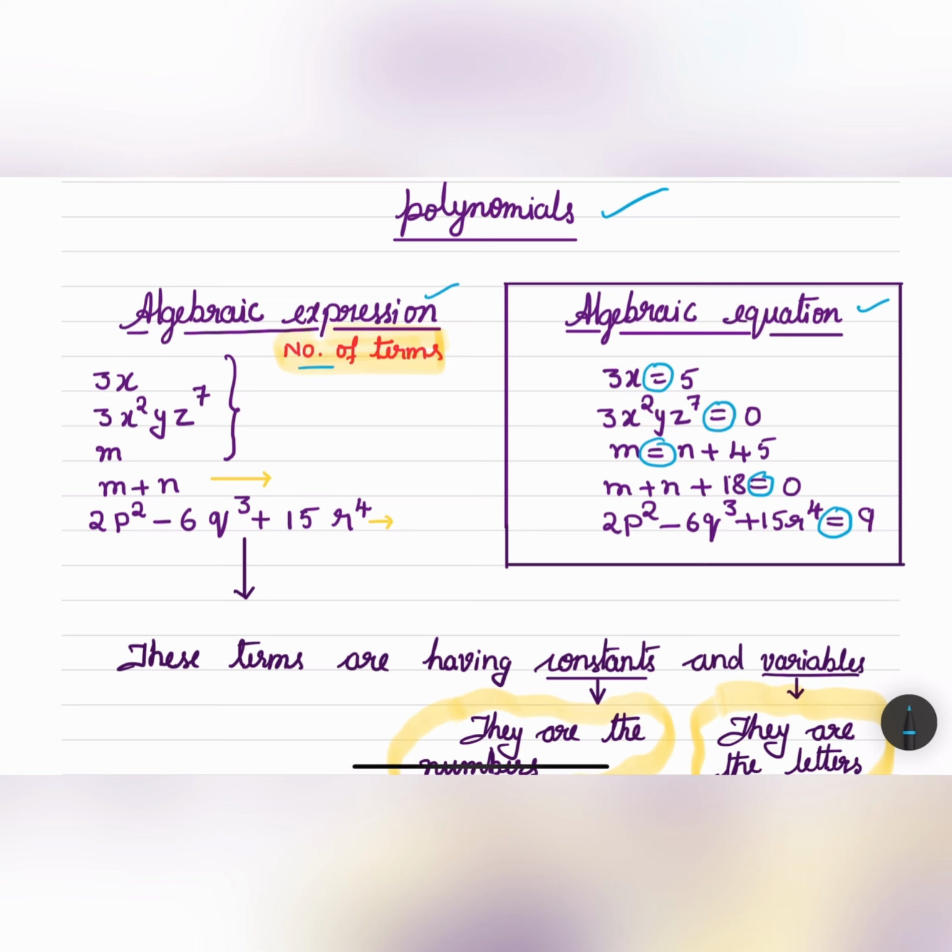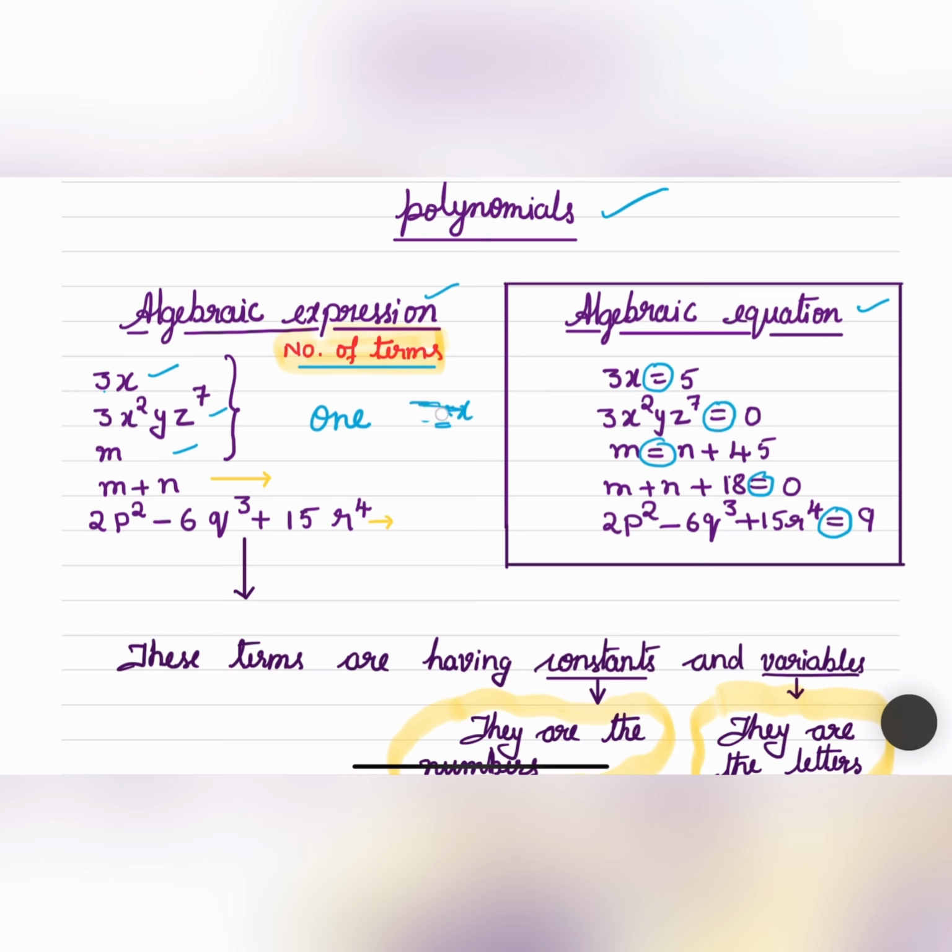Let us know about the number of terms which we have in these algebraic expressions. The first, second and third have one term. Even though we have 3x and 3x square y z power 7, they are considered as one term. 3x is one term, 3x square y z power 7 is one term, m is one term, because 3x is nothing but 3 into x. So when we have into, that is considered as one term.